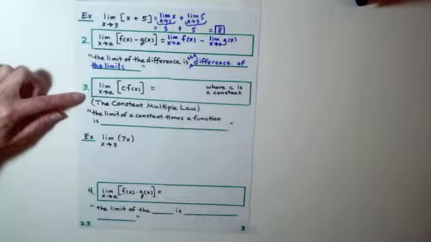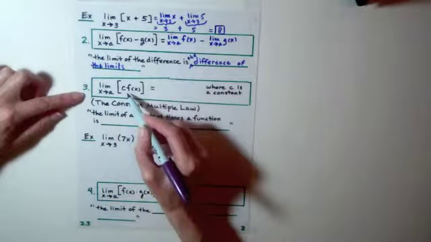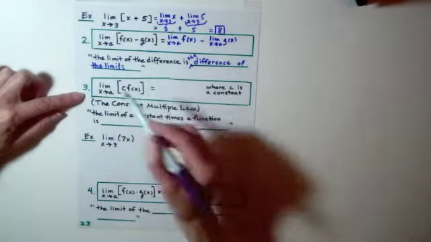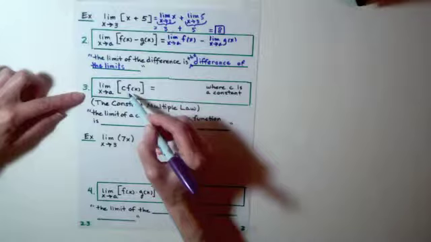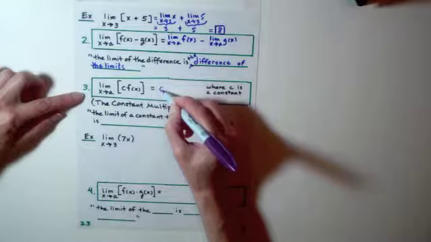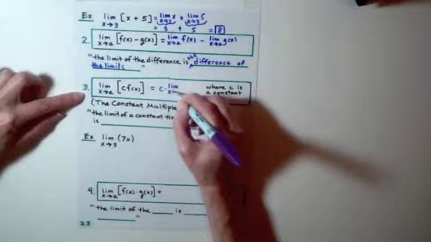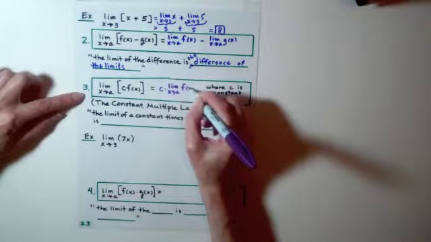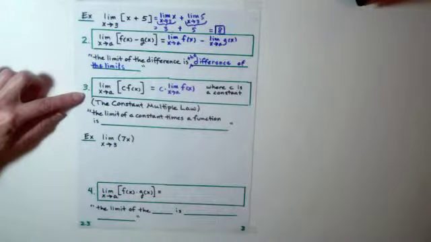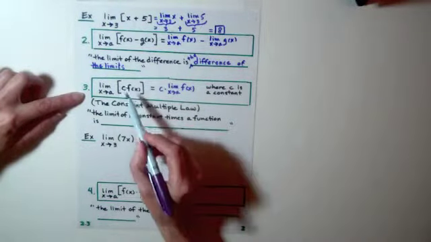We have another basic limit law here. The limit as x approaches a of c, where c again is a constant, times f of x. So the limit as x approaches a of a constant times a function turns out to be exactly the same as taking whatever that constant is and multiplying it by the limit as x approaches a of just f of x. This is referred to as the constant multiple law, as opposed to that building block limit that we talked about earlier, which is the limit of a constant. But this is the limit of a constant multiple.